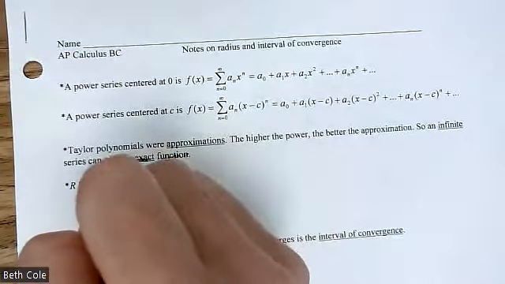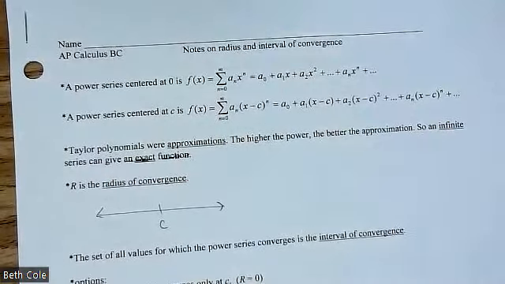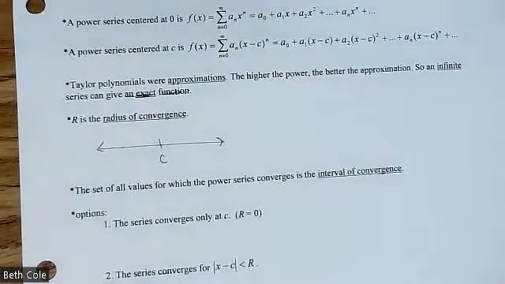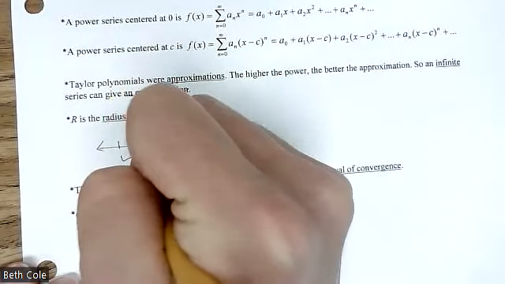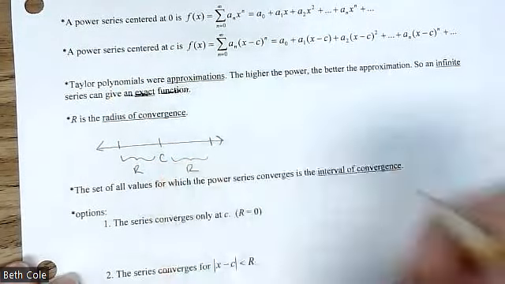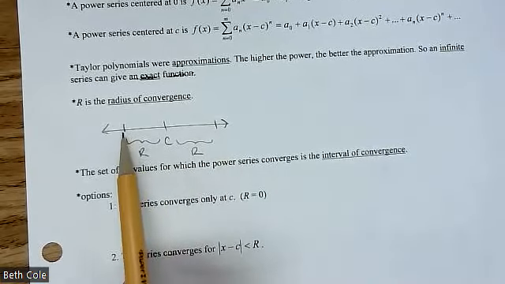So your radius of convergence, let me show you a picture. Here's C where you're centered. The radius of convergence is how far away from that centered value are you allowed to get. So this distance is R. That's your radius of convergence. How far away from the center can you get before it's not going to work anymore? So R is that distance. The interval of convergence is like from here to here.